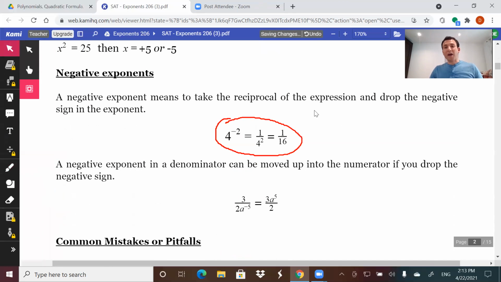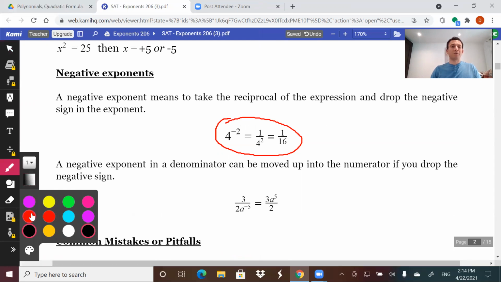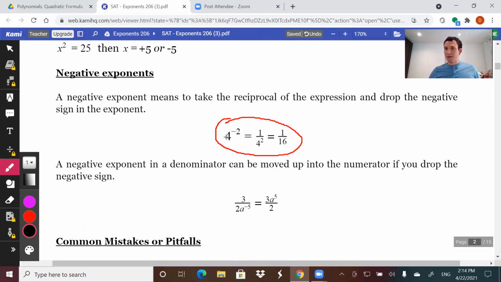Okay, negative exponents. I find negative exponents fascinating, and I'll show you why. There's an easy way to remember how negative exponents work, and also why anything to the 0 is 1, and I'll explain that in a second. But really, there's no such thing as a negative exponent. What it means is that your base is in the wrong place. Say it again with me. Your base is in the wrong place.